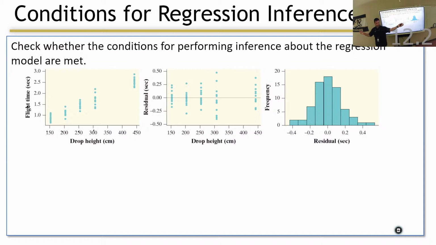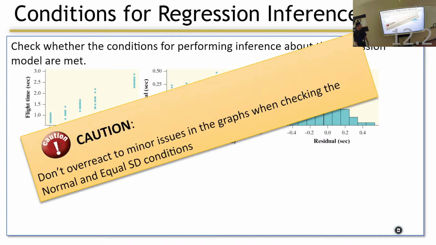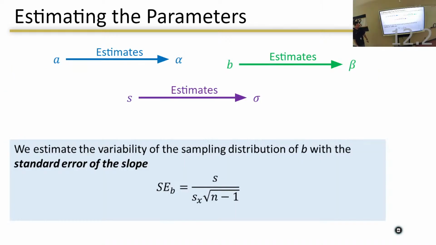Y'all okay with all that stuff? You're going to have a homework question. It's going to talk about it, but they're going to give you that. And you're going to say yes or no, good, bad, whatever. Don't overreact to minor issues on a graph. Kind of like we didn't with the normality with my low numbers. We didn't overreact to strong skewness or outliers. Okay, done with that.